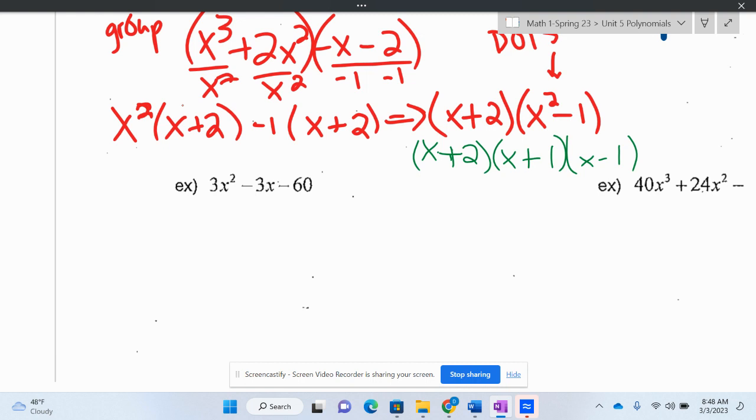So we're going to divide everything here by 3. Divide by 3, divide by 3, divide by 3. That's where you are. So when I divide everything by 3, I'm pulling that 3 out, and I'm going to put it down here. When I divide this first term by 3, I'm left with x squared. Negative 3x divided by 3 is negative x. And negative 60 divided by 3 is negative 20.